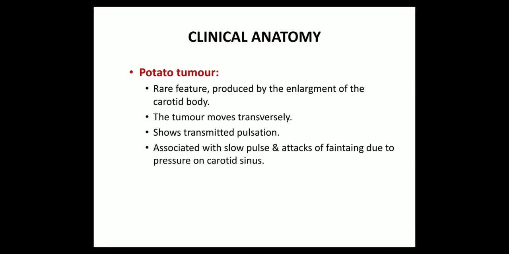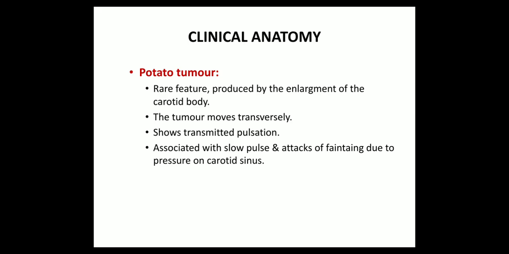Potato tumor, it's a rare feature. It is produced by the enlargement of the carotid body. Here the tumor moves transversely and it shows transmitted pulsations, and it is associated with a slow pulse and attacks of fainting because it gives pressure on the carotid sinus. These are the few clinical anatomy points related to this. So that completes the anterior triangle of the neck.